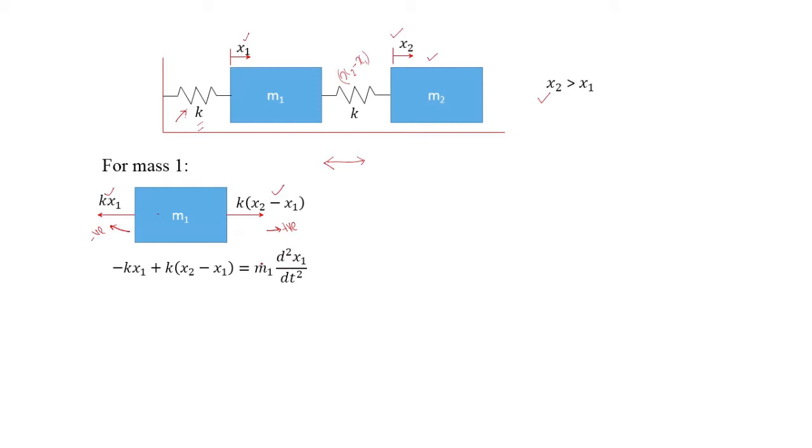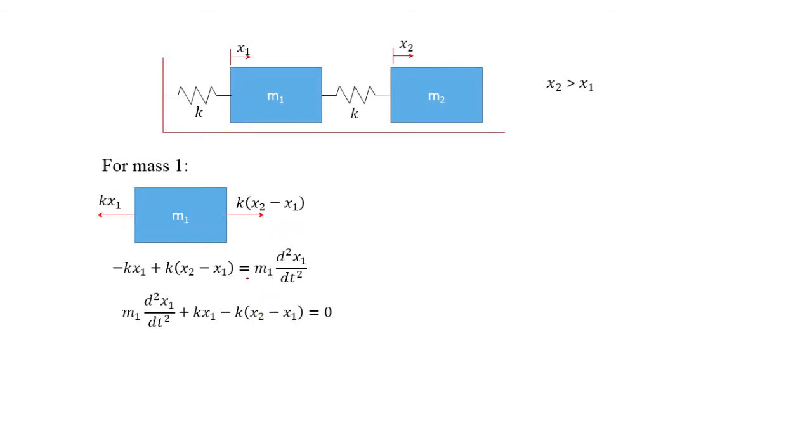Now we'll do some simple rearrangement, that is we will try to bring this particular term to the right hand side. So you will have m1 into d square x1 by dt square, which is this particular term, plus k into x1, which is this term, minus k into x2 minus x1 is equal to 0, which is this particular term.